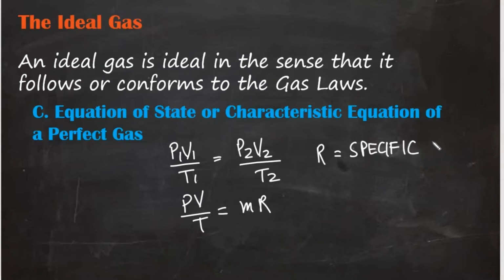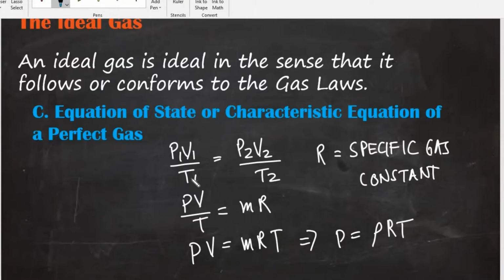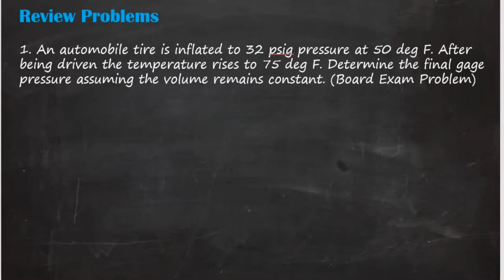So, for every gas, we have a specific gas constant. So, PV over T is equal to MR, or we'll have PV is equal to MRT. We can also express this formula as P is equal to rho RT, since mass over volume is density. Okay, so remember those three formulas in dealing with problems for ideal gas.